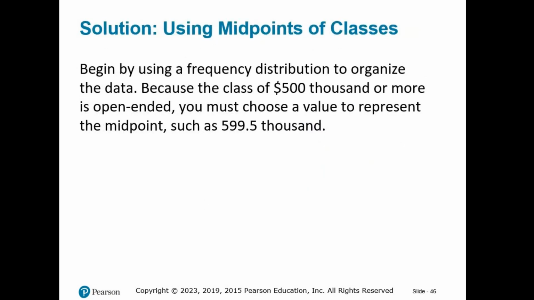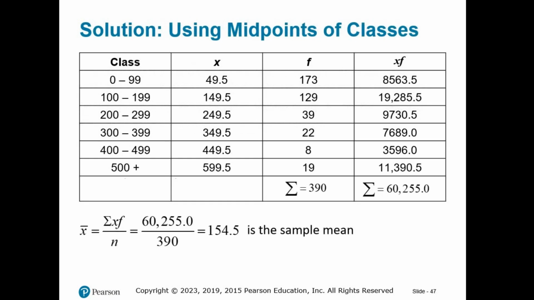Because the highest class of 500,000 or more is open-ended, we must choose a value to represent the midpoint, such as 599.5 thousand. As the table here shows, we create the frequency distribution by finding the midpoints of the classes, which are represented by x in the table, then the frequencies of each of the classes. Then we find the product of each of the classes and their frequency. Once we sum each of those, we divide the sum of the products by the sum of the frequencies to get our mean of the frequency distribution.